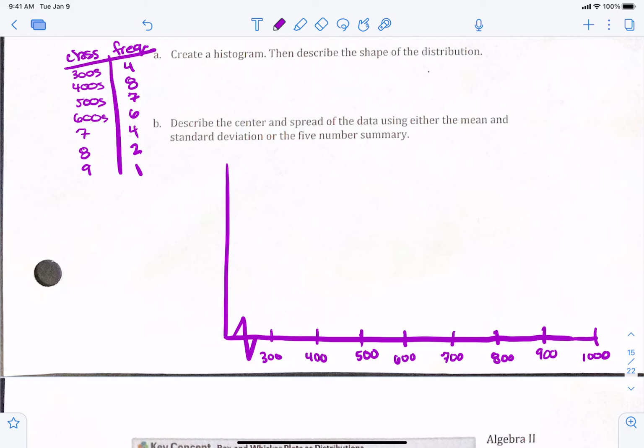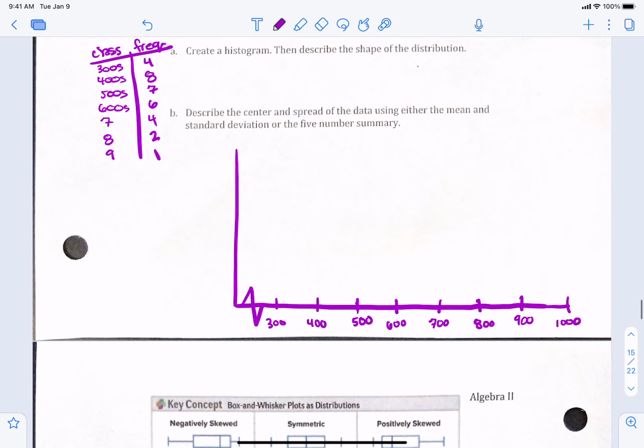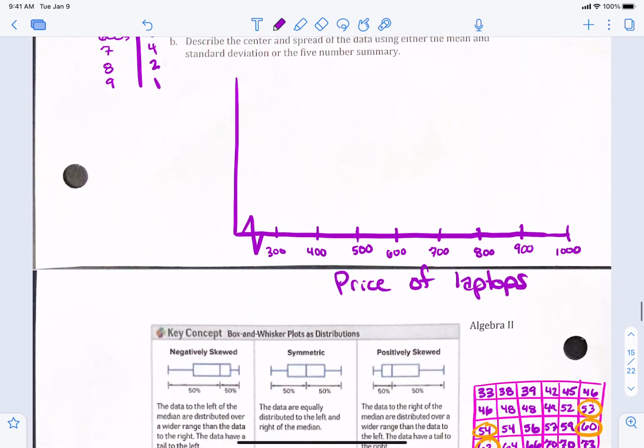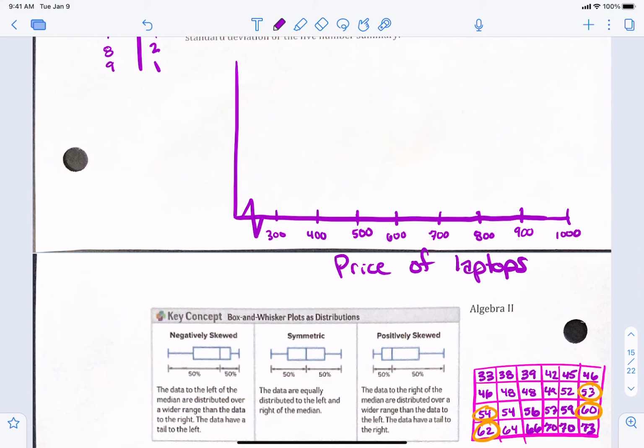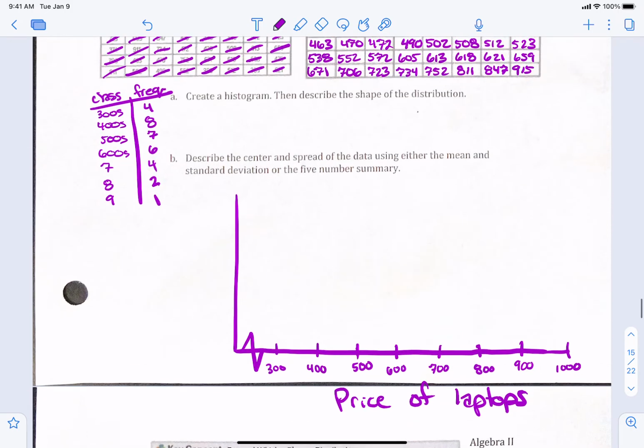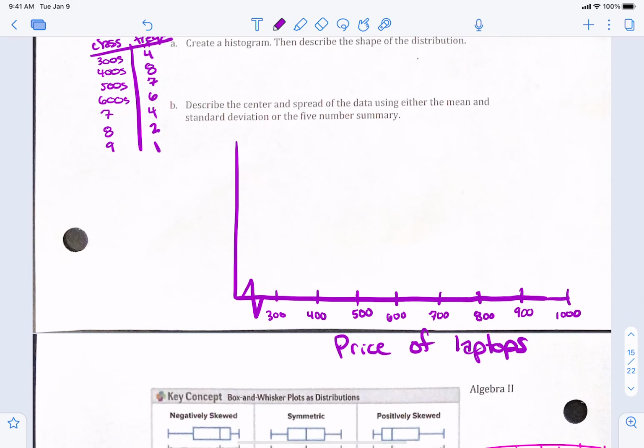What's the x-axis labeled? What's the bottom labeled? What do those numbers represent? A certain type of number. The price. This is the price of laptops. Okay, price of laptops in dollars. Now, these numbers that go on the y-axis.